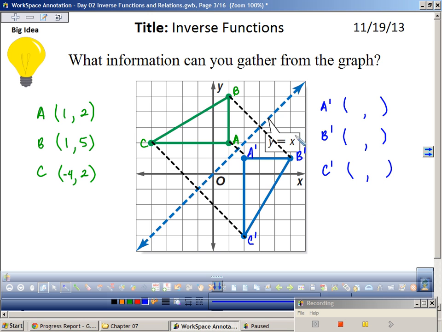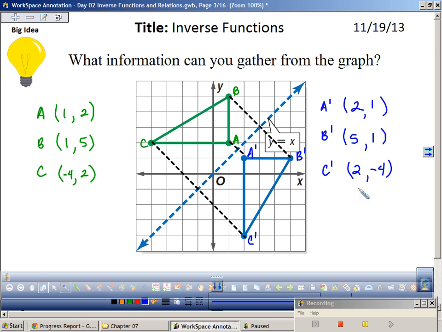You ready for this? Okay. Evan, what is A prime? What are the coordinates? Evan, what are the coordinates? (2, 1). B prime is (5, 1). C prime is (2, -4).